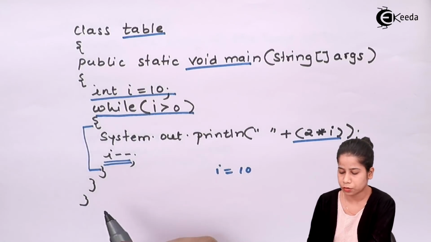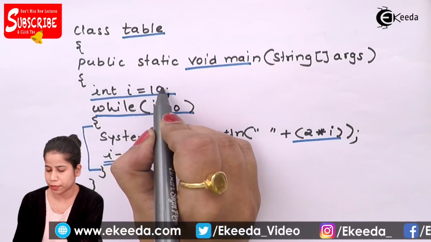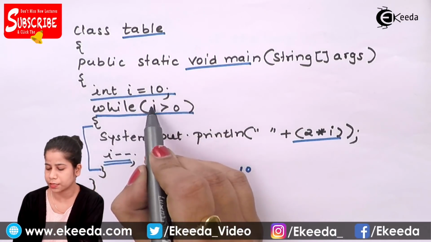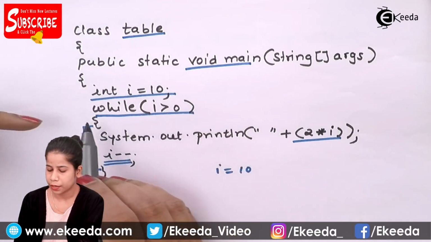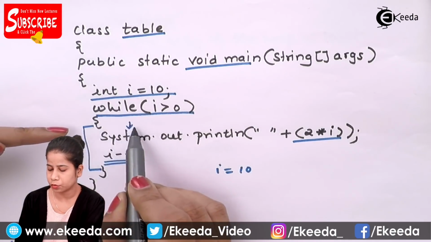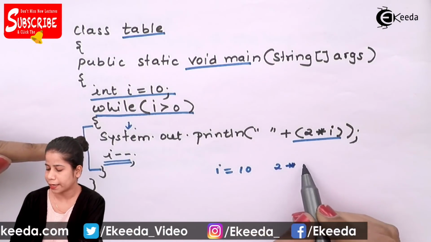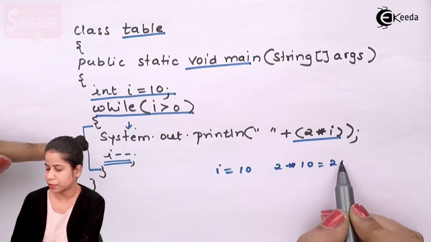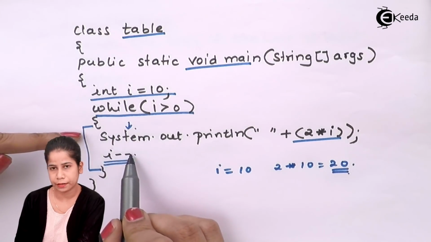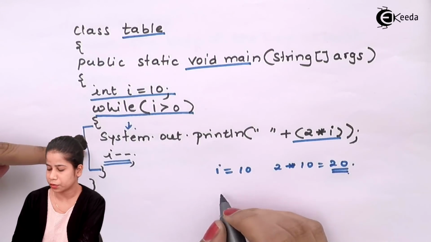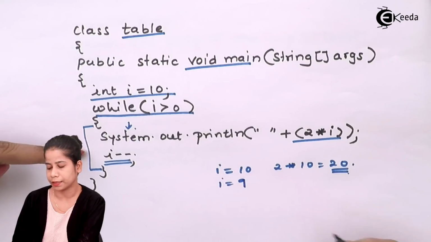So let's see the execution of it. My counter starts with I, which is initialized to 10. Now I'm checking the condition. Is 10 greater than 0? Yes, it is true. As it is true, it will enter into this. It will print 2 into I, where the value is 10, right? That is 20. The result will be 20. And then I will get decremented over here. So after decrementation, I'm going to get the I value, that is 9.